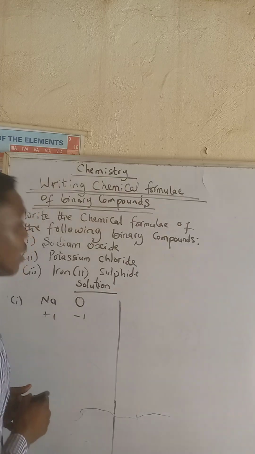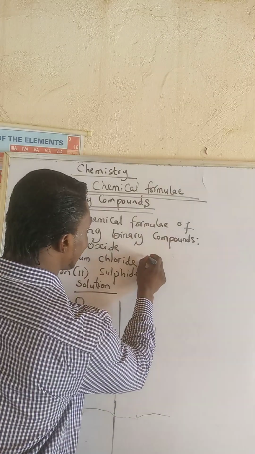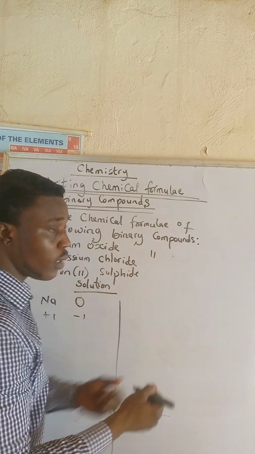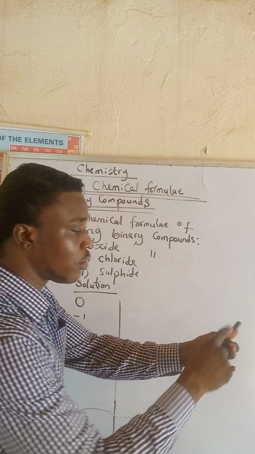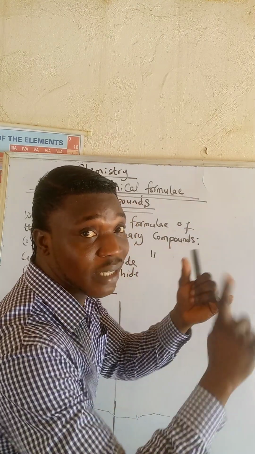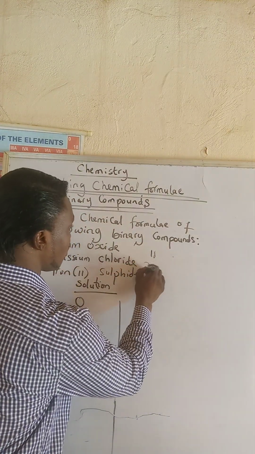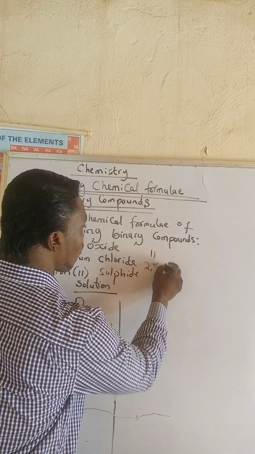How did I get +1? +1 is gotten from the electronic configuration of sodium. Sodium has an atomic number of 11. If you recite the first 20 elements, hydrogen, helium, lithium, beryllium, boron, carbon, nitrogen, oxygen, fluorine, neon, sodium, the 11th element. So this is for sodium. The configuration becomes 2, 8, 1.